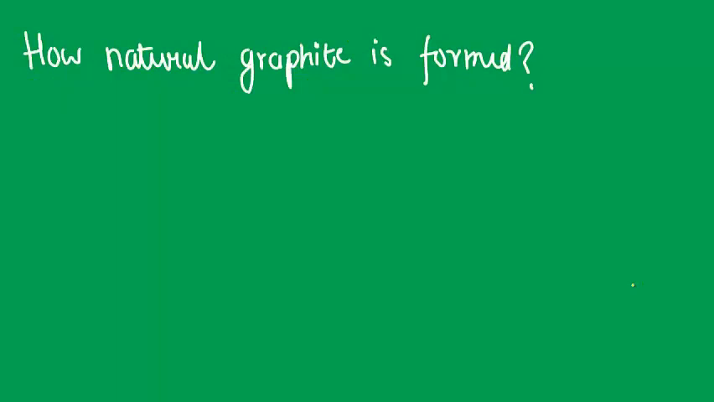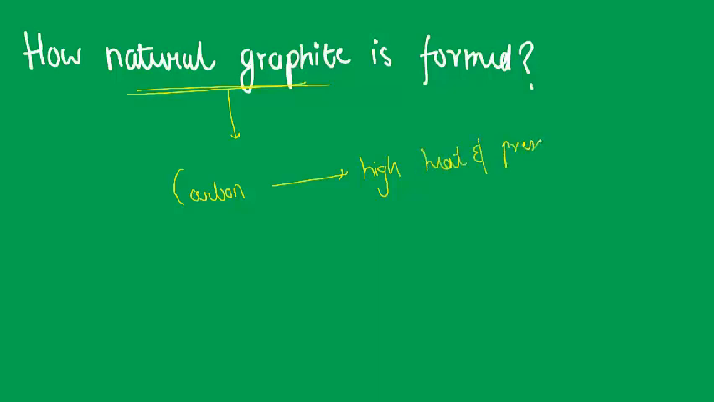We will also study natural graphite, and we will also study artificial, synthetic, or man-made graphite. So how is this natural graphite formed? Natural graphite is formed when carbon is subjected to high heat and pressure. When carbon is subjected to high heat and pressure, it is converted to graphite, and it is usually found in metamorphic rocks.